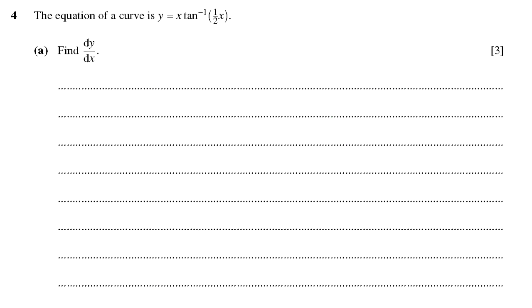Question 4. The equation of a curve is y equals x inverse tan of a half of x. We have to find, part A, dy/dx. All right, so as soon as we see that, we see x is a function. The inverse tan of x on 2 is a function. So we have a function times a function. We need to do the derivative.